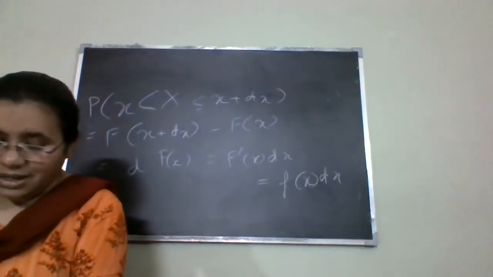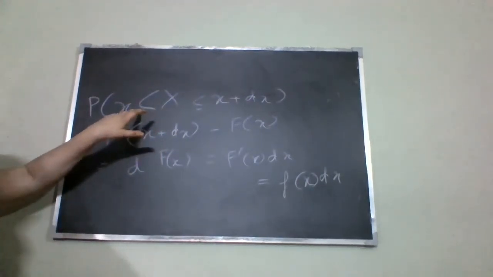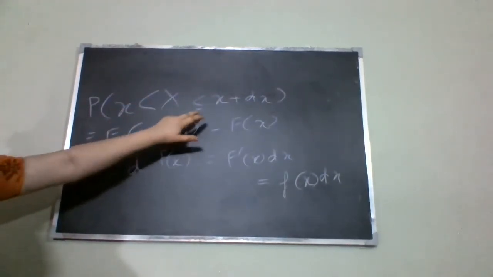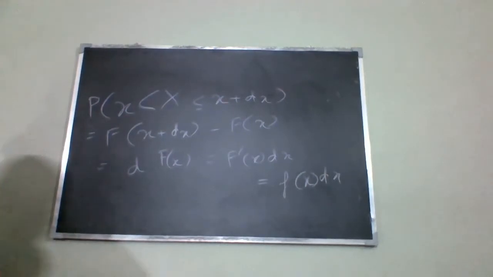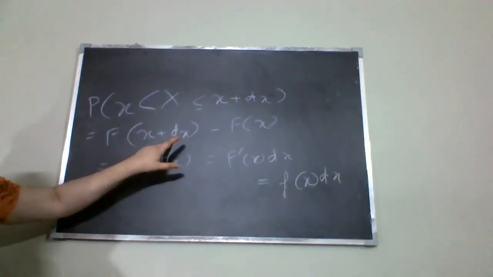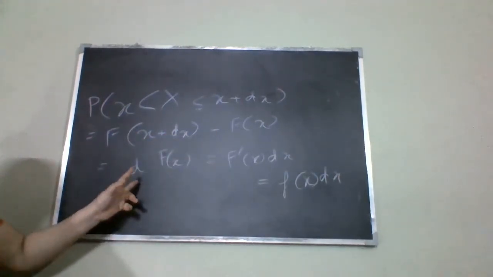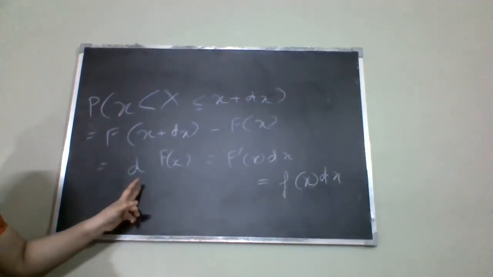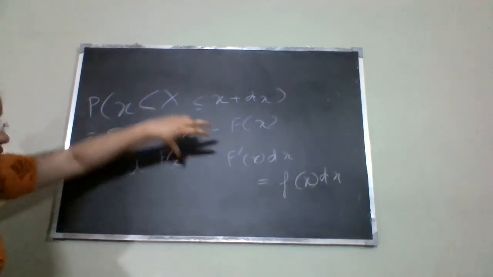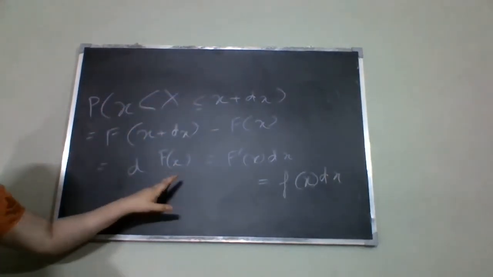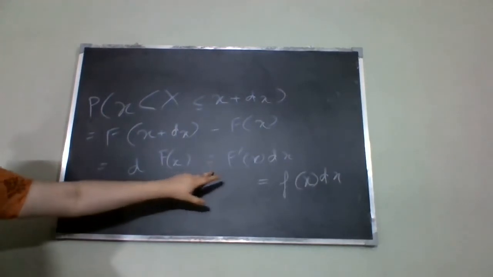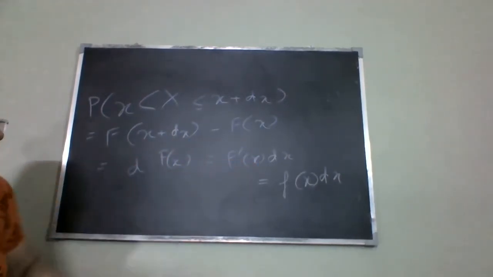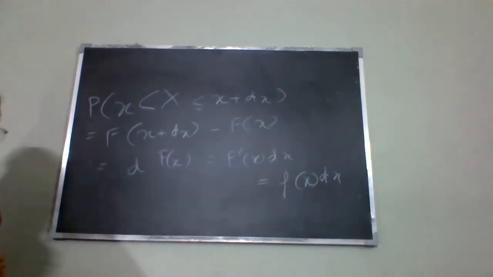So we have P(x < X ≤ x + dx). D means a very small amount, or differentiation of x. That is equal to F(x + dx) minus F(x), which is d of F(x), a very small difference. If you do differentiation, you will get F'(x) dx, that is again equal to f(x) dx, okay?